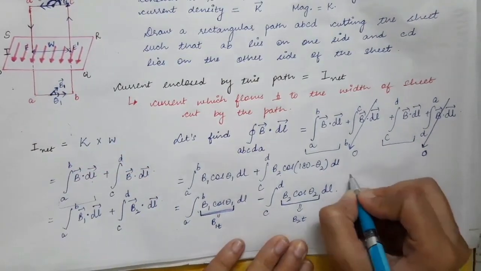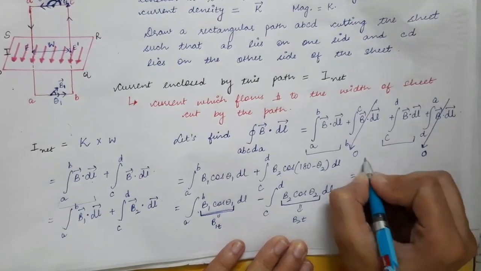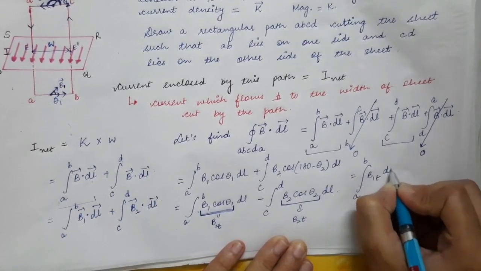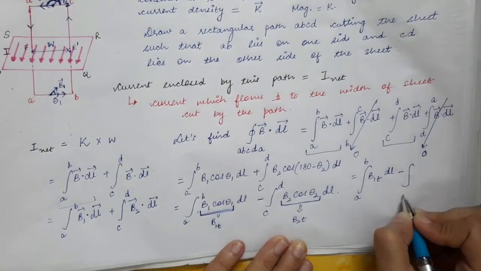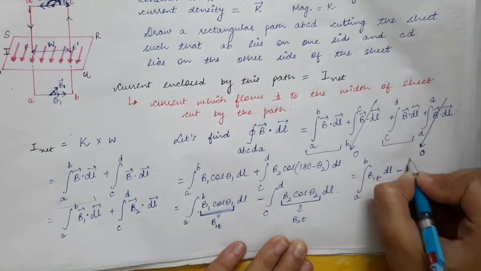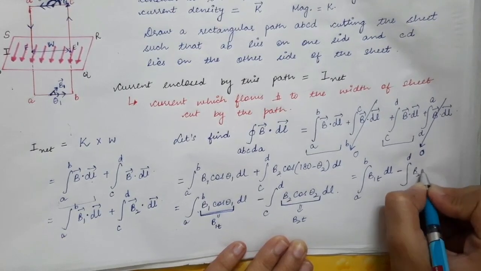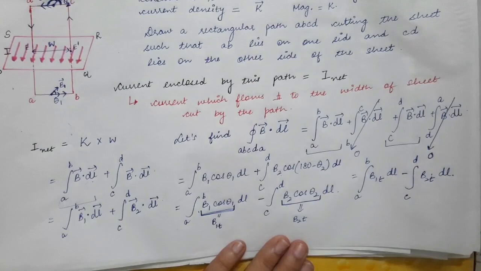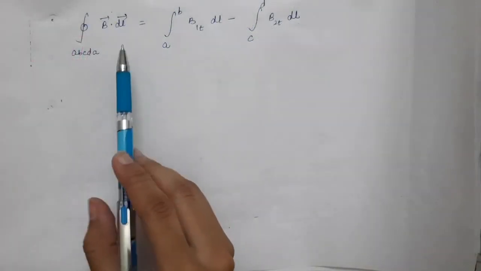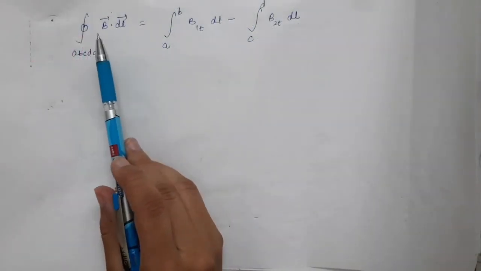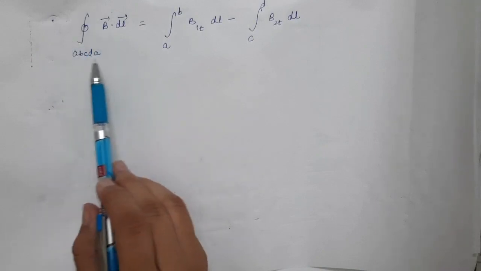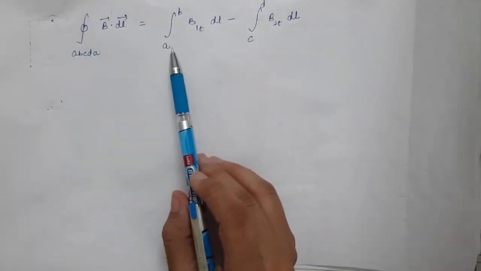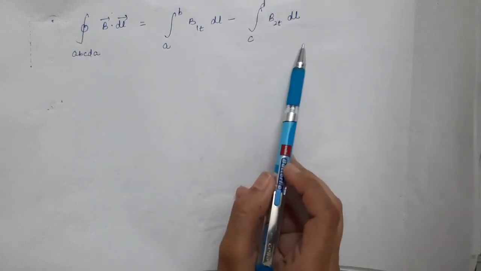So this will be equal to, from A to B, b1t into dl, and then minus integral from C to D, b2t into dl. So we have got the expression of line integral of magnetic field over a closed rectangular path. This has come out to be equal to this term minus this term.